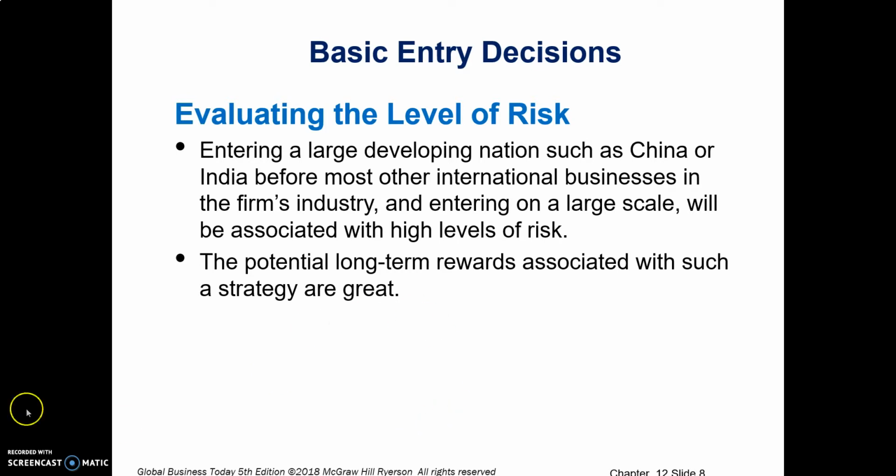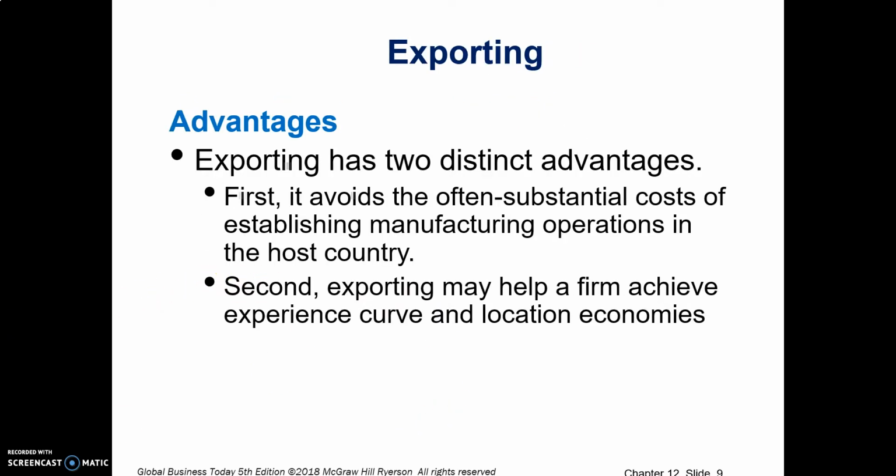Let's go into the major chunk of this chapter, which is looking at the different ways you can enter a foreign market, the advantages and disadvantages of each. At the end we'll discuss, based on your core competency, what method or mode of entry is probably most preferred. So there are 6 different ways we will discuss that firms can use to enter a foreign market.